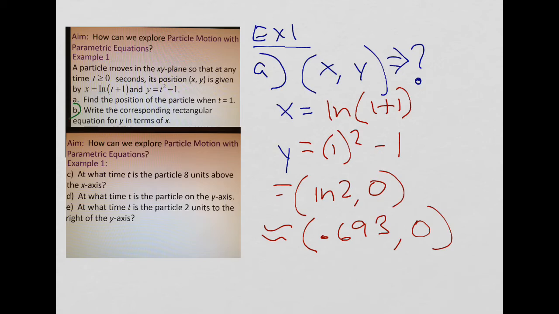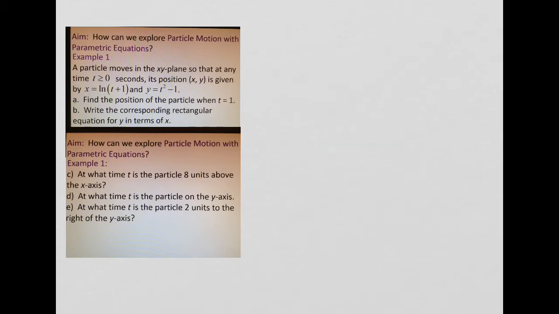So let's take a look at part B. Write the corresponding rectangular equation for y in terms of x. So this we do by eliminating the parameter. So let me get rid of the writing here, and let's take a look at B.